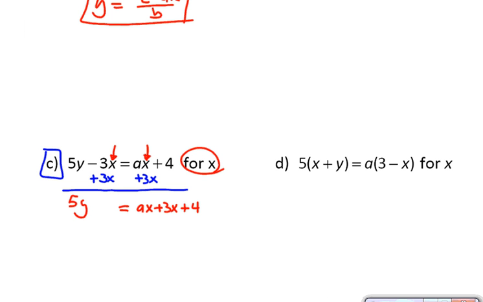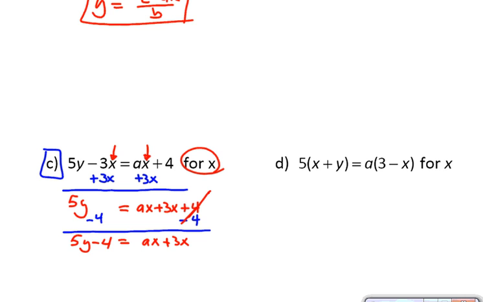This time I'm solving for x, so I've pointed out where those x's are. They're on two opposite sides of the equal, so the first thing to do, put them together. So plus 3x on both sides. I decided to be plus 3x rather than subtracting the ax because I wanted my x's to be positive. So I'm going to go that route. And so you can see what I get, 5y equals the ax plus 3x plus 4.